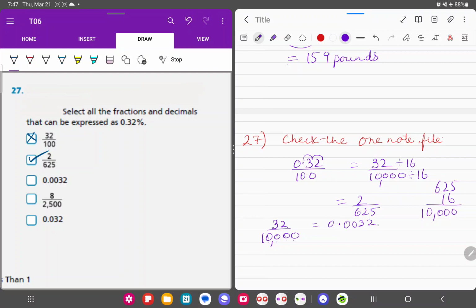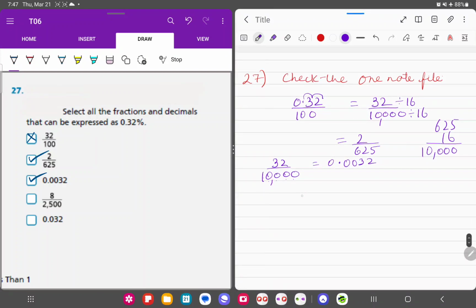And if you want to check, initially the decimal was here, 32.0, right? So from here I make 4 jumps, 1, 2, 3, 4. So definitely it will be 0.0032. Okay, so this is correct. So 32 over 10,000 is the same as 0.0032, which is correct.